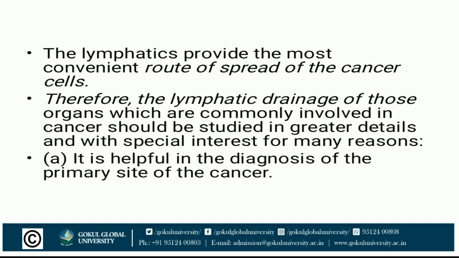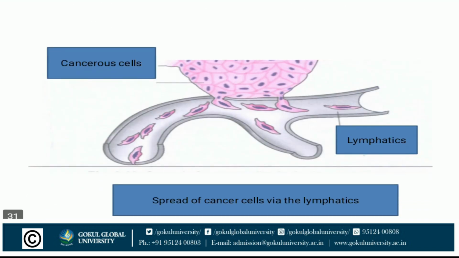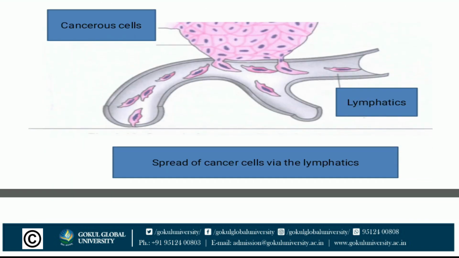The lymphatics provide the most convenient route for the spread of cancer cells. Therefore, the lymphatic drainage of those organs which are commonly involved in cancer should be studied in greater detail and with special interest for many reasons. It is helpful in diagnosis of the primary site of cancer. In this diagram, you can see cancer cells, lymphatics, and spread of cancer cells via lymphatics. How it spreads, you can see by this diagram.